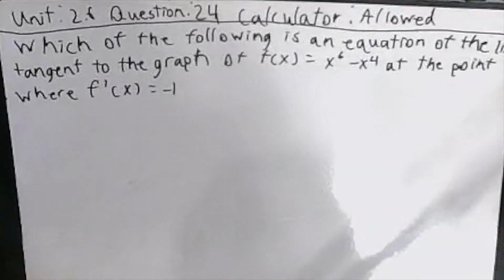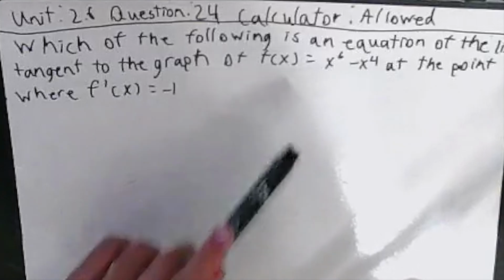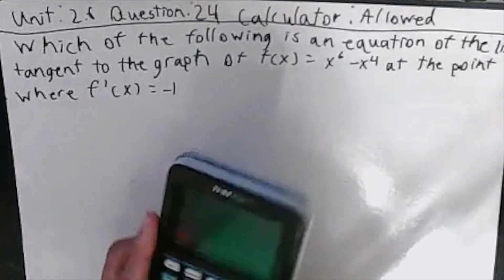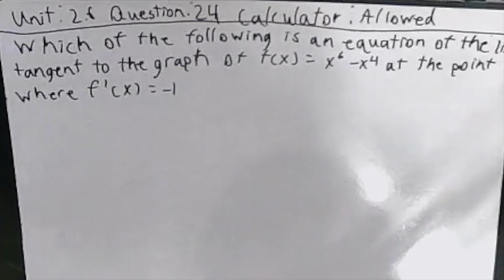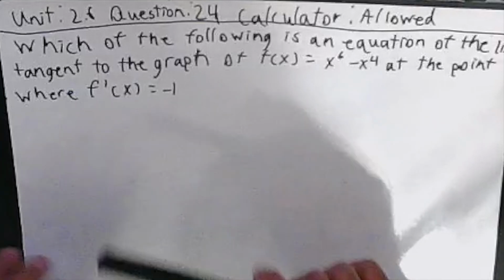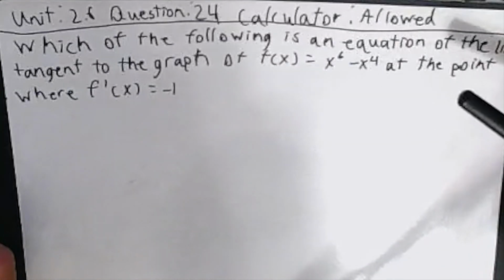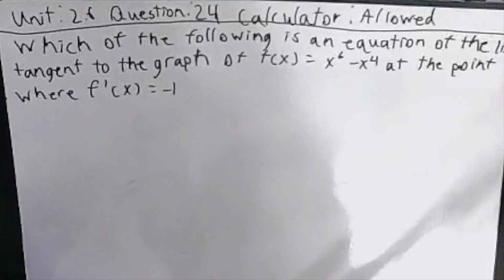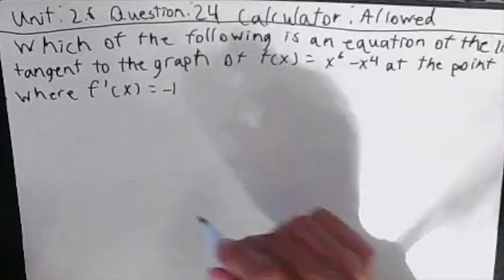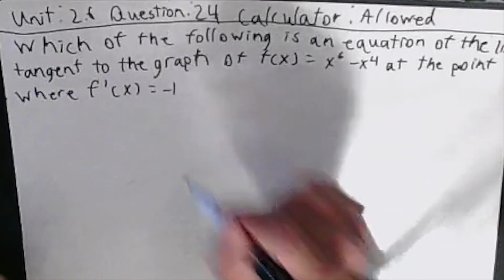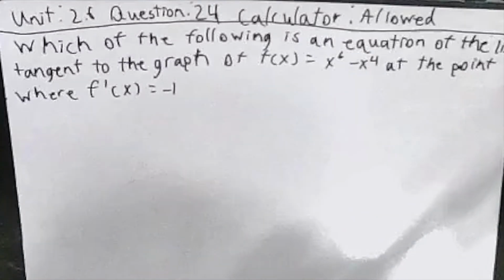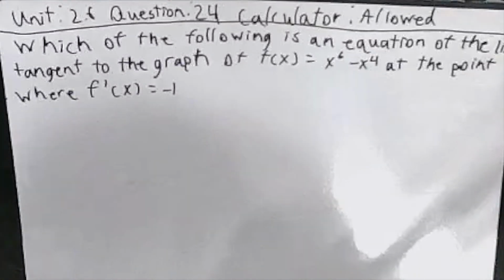All right, this is Unit 2.6, question 24, and this time our calculator is allowed, so we will be using a calculator. Which of the following is an equation of the line tangent to the graph f of x equals x to the sixth power minus x to the fourth at the point where f prime of x equals negative 1? Well, first let's realize that this statement, f prime of x equals negative 1, means our slope is already given to us.